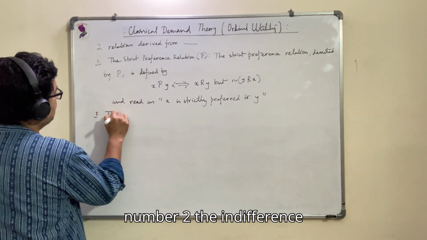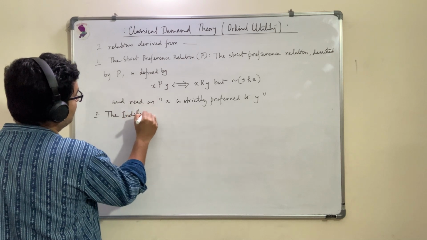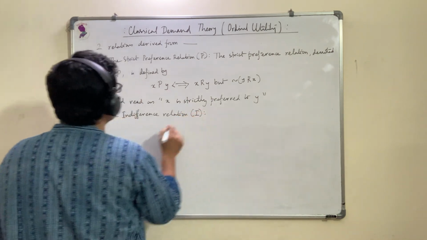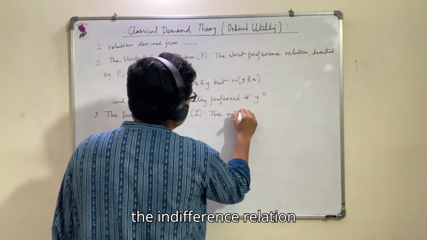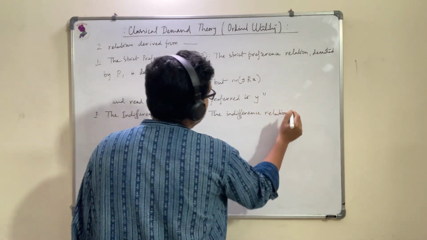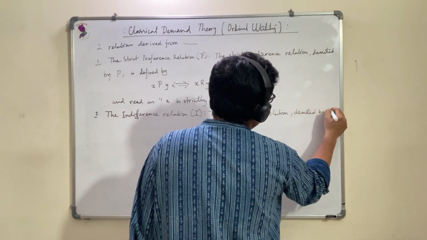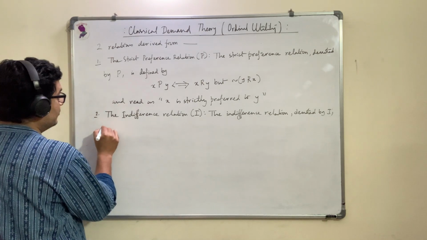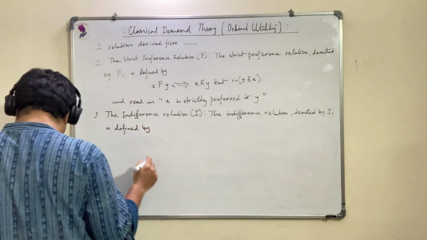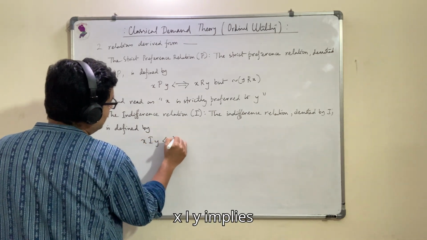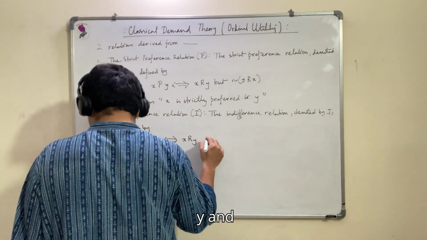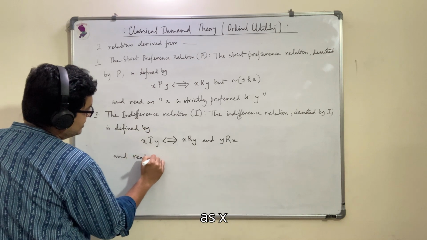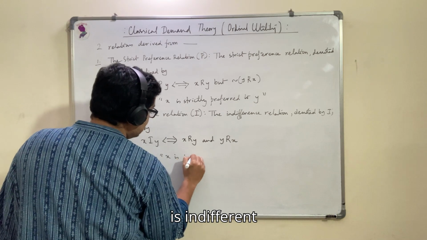Okay. Number two, the indifference relation I. So again, the indifference relation denoted by I is defined by X I Y implied by X R Y and Y R X, and read as X is indifferent to Y.